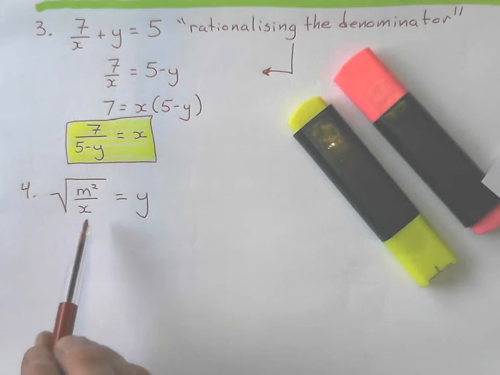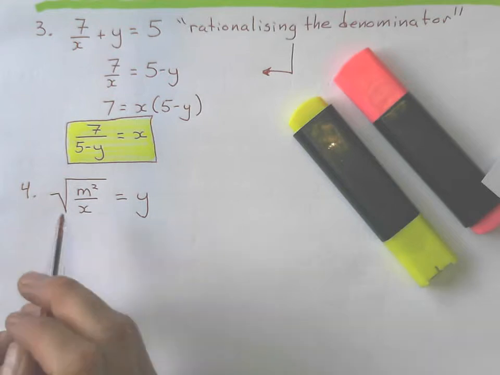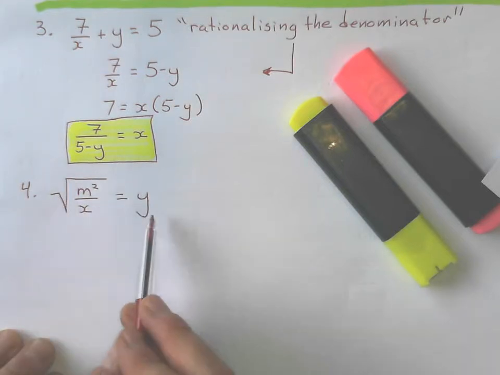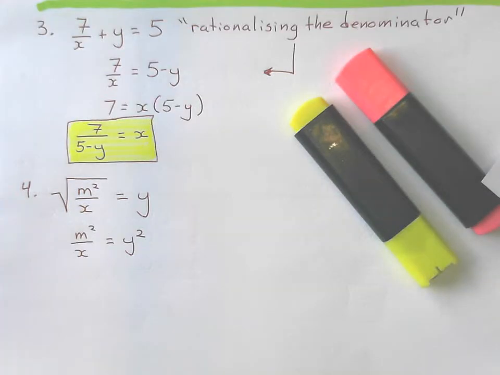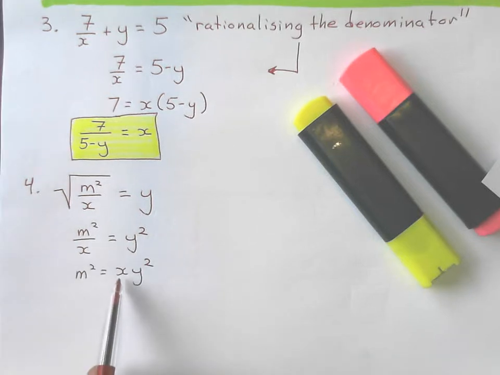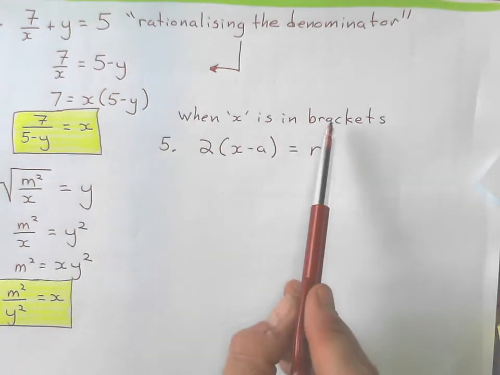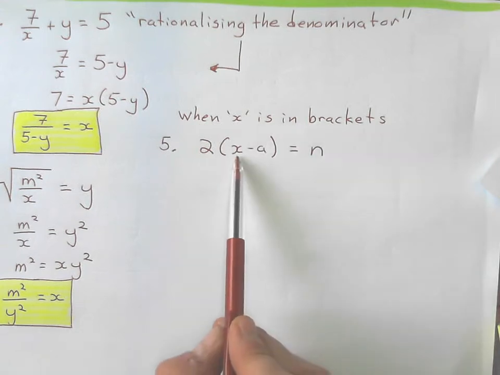Alright, we'll try this example. We'll try making x the subject. The first step is to get rid of that square root, and the opposite of square root is squaring. Now to get rid of the x on the bottom, I'll multiply it to the other side. And now to get x by itself here, I'm just going to divide by that y squared, and I think I have it.